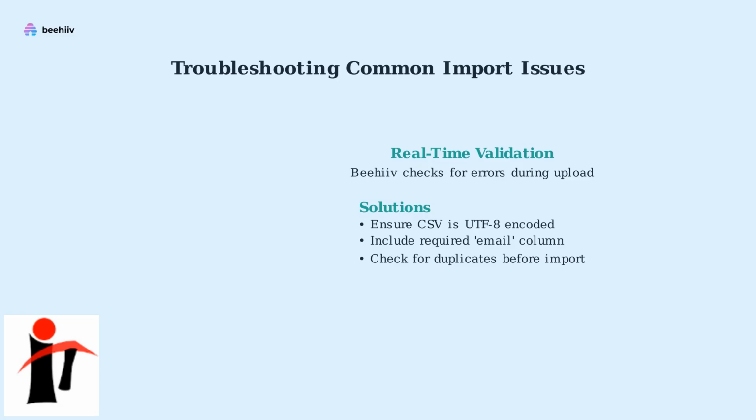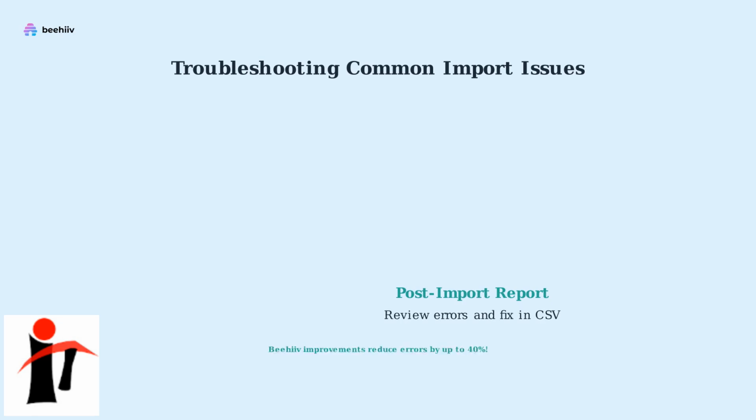To avoid issues, ensure your CSV file is properly formatted with UTF-8 encoding and includes all required fields like the email column. Check for duplicates before importing. If errors occur, review the post-import report provided by beehiiv. Correct any issues in your CSV file and re-import. Thanks to recent improvements, beehiiv has reduced import errors by up to 40%.